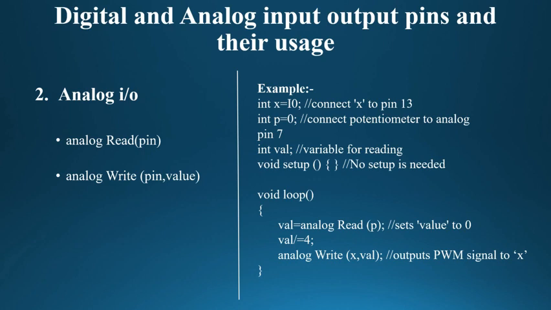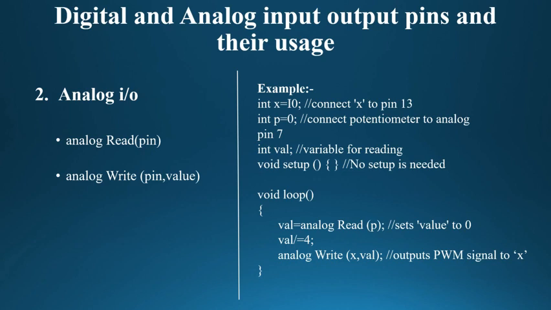So next is int val, which is used to read or store the value. Next one is void setup. It is a default method, and in this we are not writing any code because we don't need to set any variable. Inside void loop, it is a repetitive task. In this we are reading the analog values from the analogRead method, so by this we are getting the value from a potentiometer.